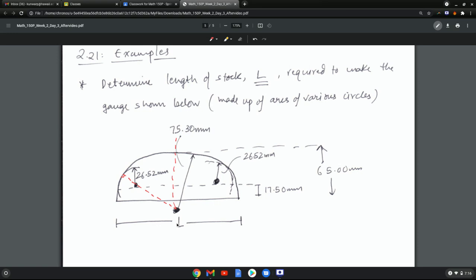Now, let's look at all the information that we have. Also notice that this dashed line is parallel to L. So we know this length is the radius. This is 26.52. So if we can find this missing part, we are done. To do that, we need these two other sides, y, and let's call this z. And then it's a right angle triangle. Observe that z is just the bigger radius, which is 75.30, minus the smaller radius, which is 26.52.